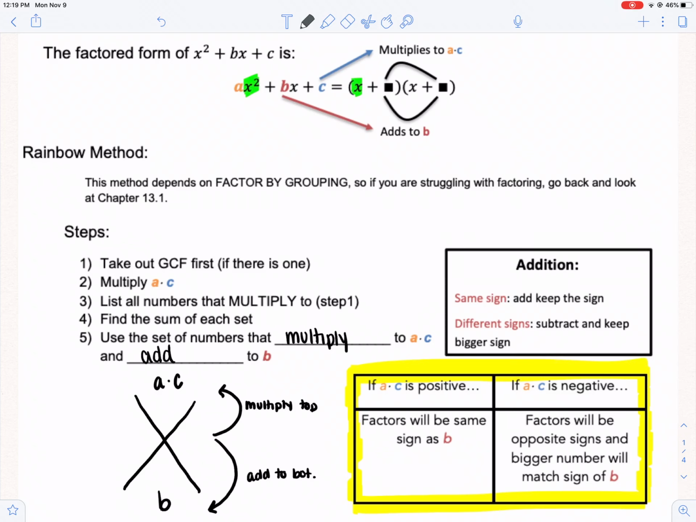Hey guys, so I just wanted to take a second to make a quick video about factoring. In this section, all of factoring will be an A of 1. And so you'll see as we get started on the video that A will be 1.